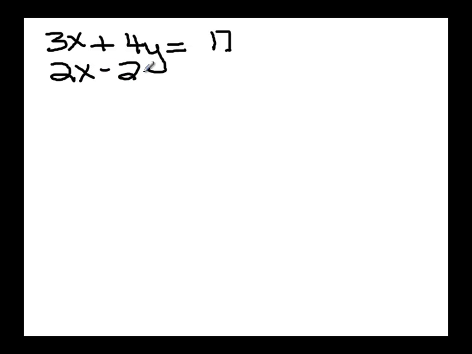Let's start with 3x plus 4y equals 17, and 2x minus 2y equals 2.